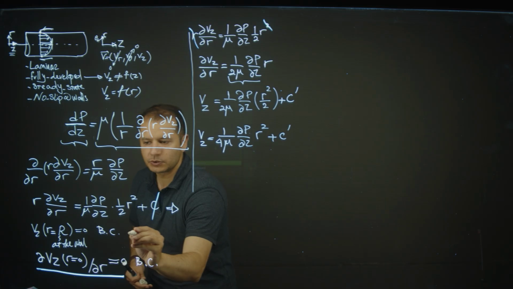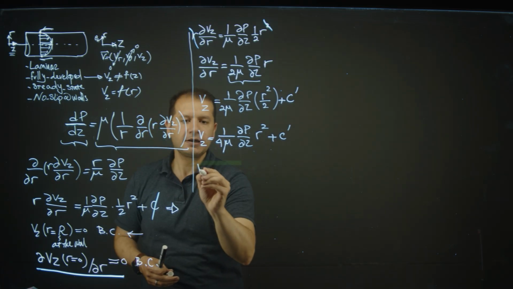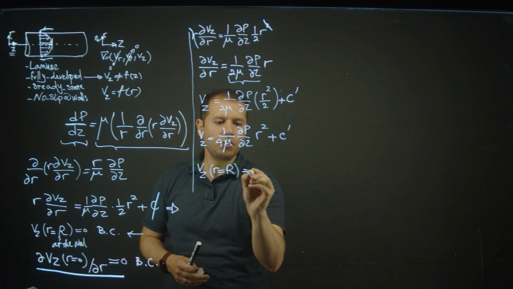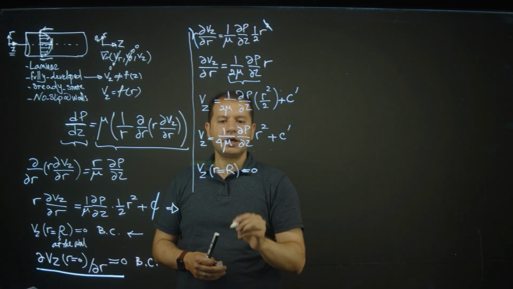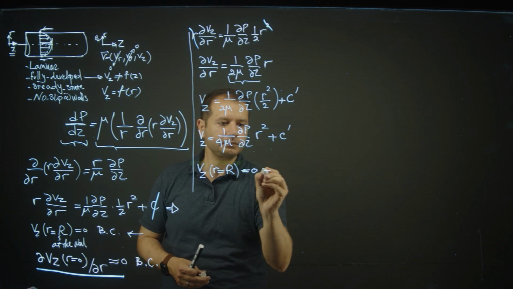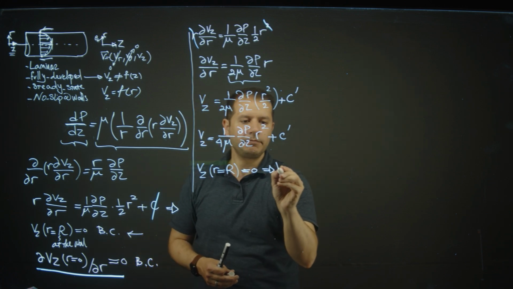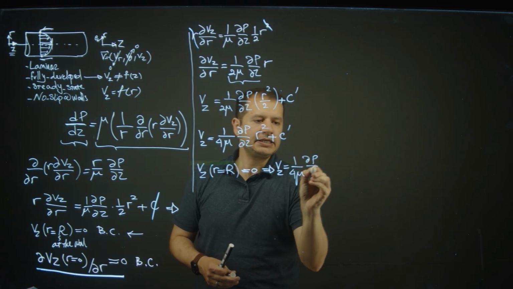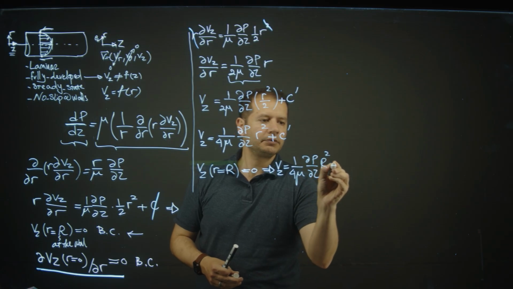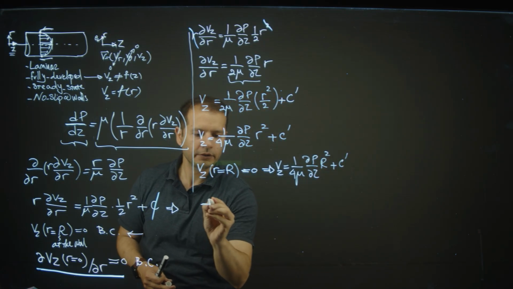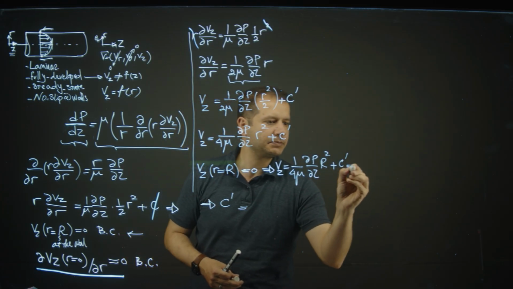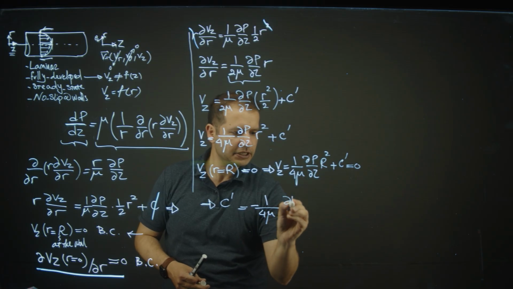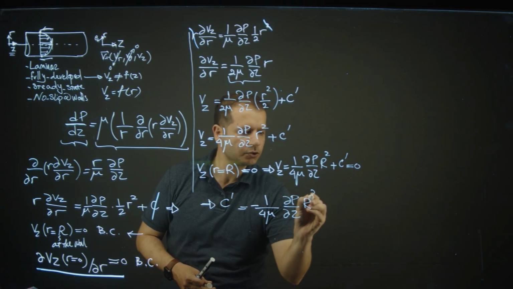And now I am going to use my first boundary condition, which says the velocity at r equal to the radius of your tube is the no slip condition, and it must be 0. If I put capital R squared here, my Vz will be 1 over 4 mu dp/dz R squared plus c prime, and this must be 0. So c prime will be minus 1 over 4 mu dp/dz R squared.